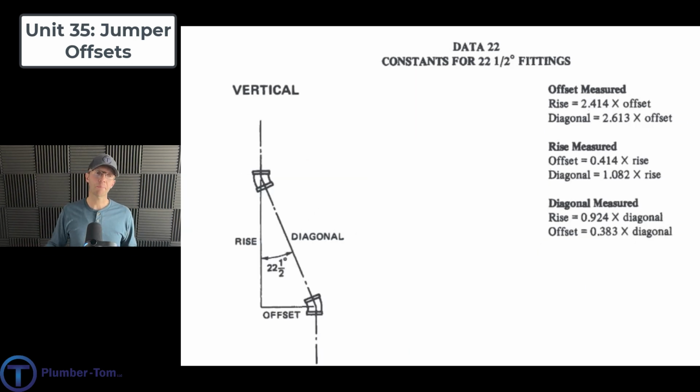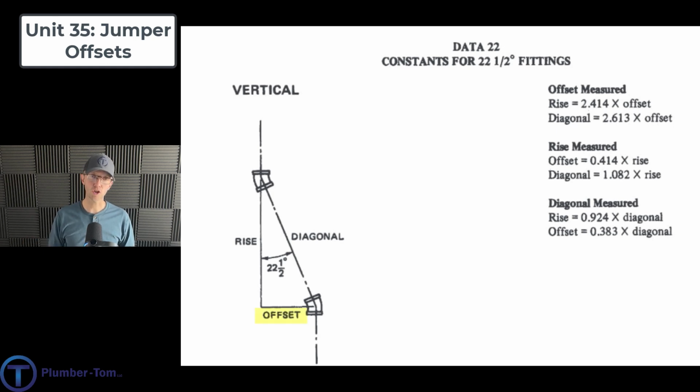This is data table 22, constants for 22.5 degree fittings. This is on page 283. You can see we have one vertical version of this triangle. A triangle that has a 22 degree fitting and a 90. And there are some constants, just like our 45 degree offsets and all of that. We're using 1.414. This is a different triangle, but it also has constants that we can use to find different sides.